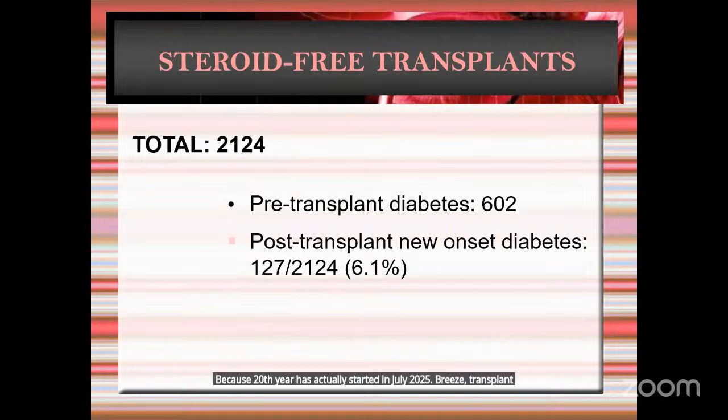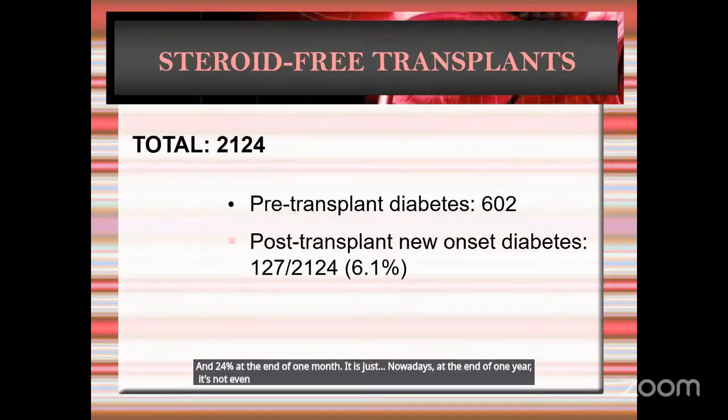Pre-transplant diabetics were 602 and post-transplant new diabetes 6.1%, compared to 43% when I was adding prednisone 5 milligram and 24% at the end of 1 month. Nowadays at the end of 1 year, it's not even 1%. 6.1% is over a period of 2 decades.